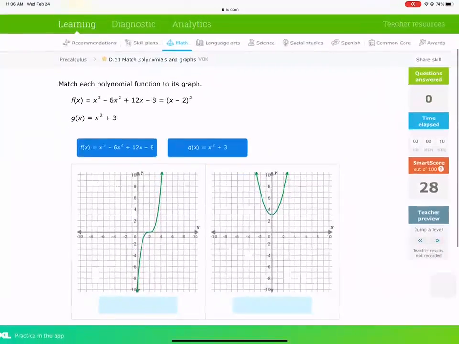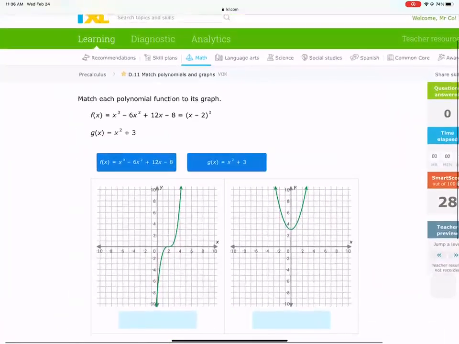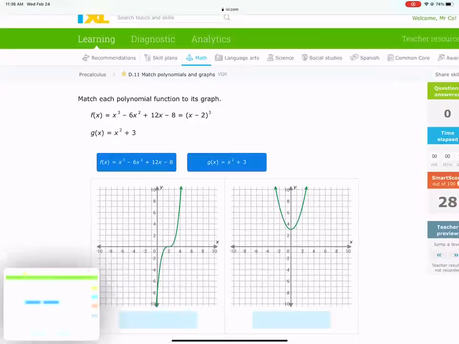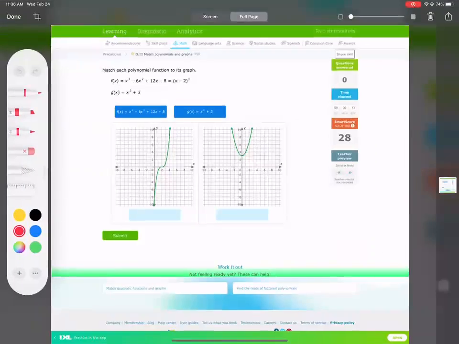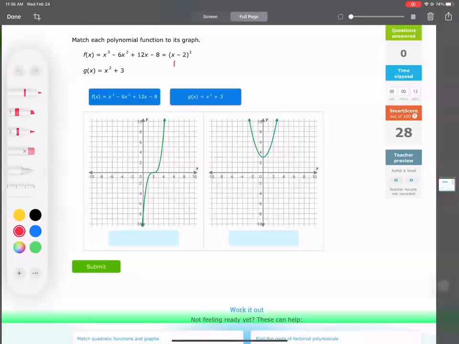Okay, so this problem here, you notice that we have one of our solutions factored out already. If you look at the first one, this is actually factored out already. So what value would make that go to 0? 2. So our x is equal to 2 with a multiplicity of 3.